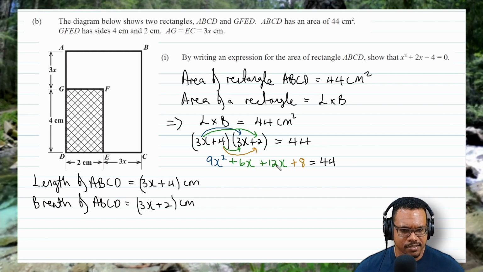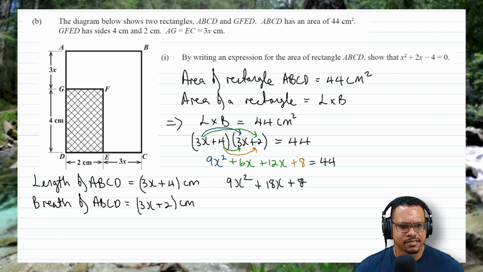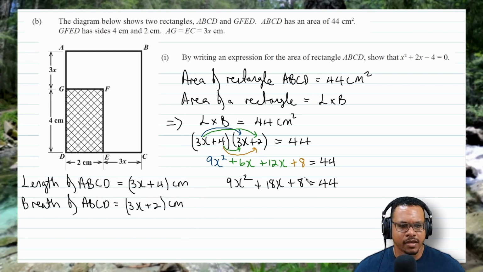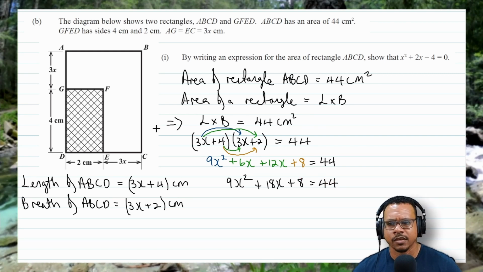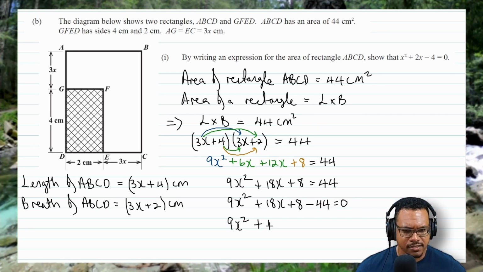Now for your like terms, that will just be 6x and 12x. When you add them together, you'll get 18x. So you'll have 9x squared plus 18x plus 8 is equal to 44. And now what I could do is notice that this quadratic here is equal to 0. So what I could do is bring this 44 across the equal sign, so nothing will remain on the right-hand side, and that's how you get a 0. Now this is positive 44, so when it goes across the equal sign, it will turn to negative 44. So I'll have 9x squared plus 18x plus 8 take away 44 is equal to 0. And of course, 8 take away 44 is negative 36. So we're going to have 9x squared plus 18x, and the 8 take away 44 is negative 36, and that's equal to 0.